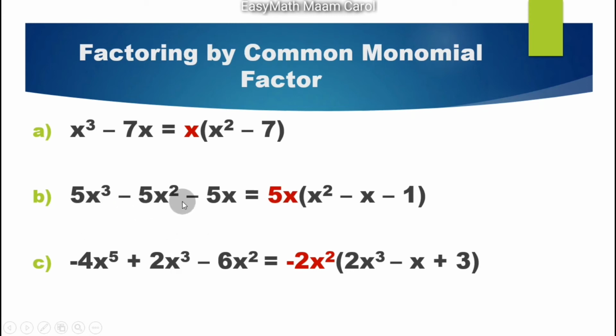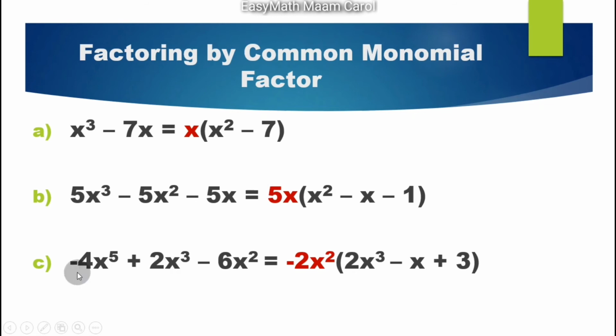So we will divide each one of these by 5x. So 5x cubed divided by 5x is x squared. And then minus 5x squared divided by 5x is x. And then minus again for the last term. So 5x divided by 5x is equal to 1. So the factored form of this expression is 5x times the quantity x squared minus x minus 1.